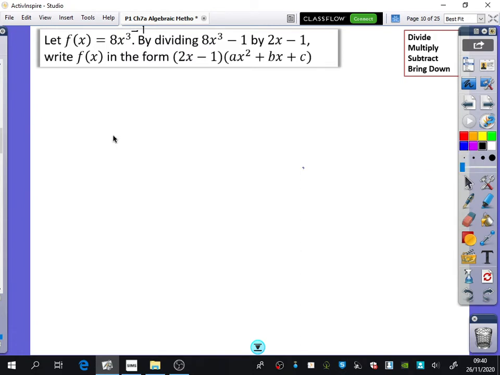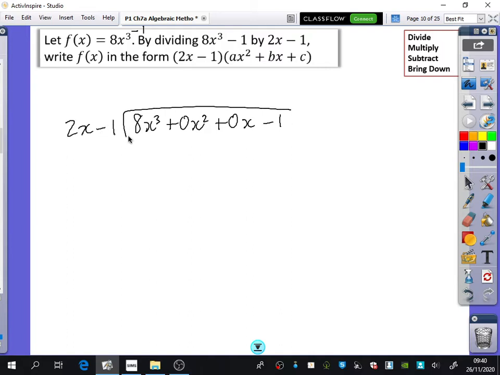So we're going to have 8x cubed plus 0x squared plus 0x minus 1, and we're going to divide it by 2x minus 1. First thing that's going to go at the top of my bus stop, 4x squared. 8x cubed divided by 2x is going to be 4x squared. Put it in the right place. Multiply, and we get 8x cubed minus 4x squared. And when you subtract that, you get a positive 4x squared, and you're going to plus your 0x.